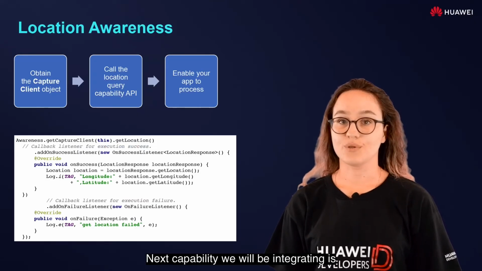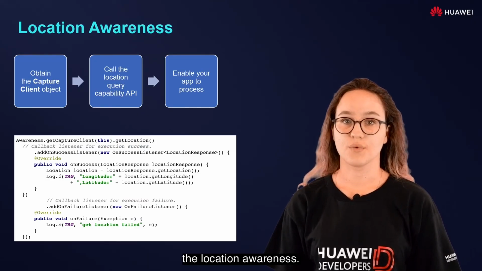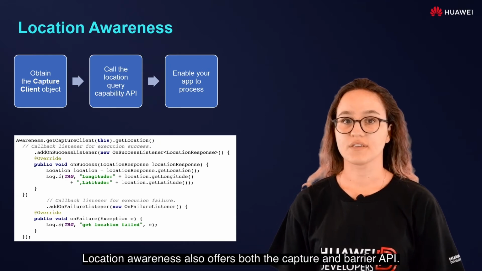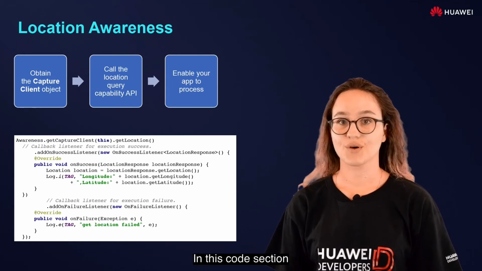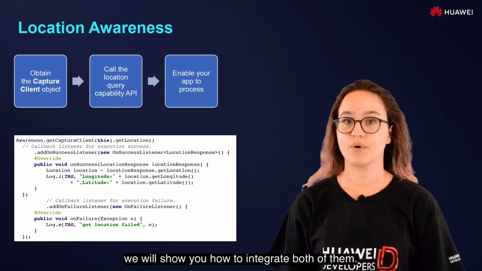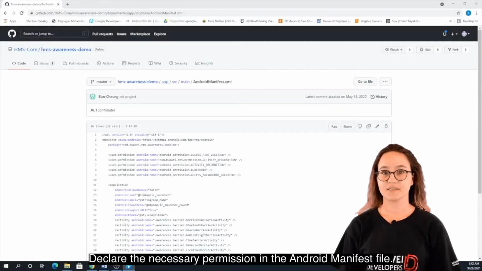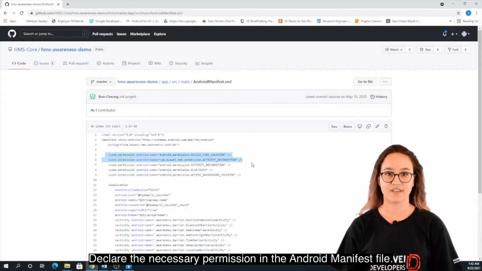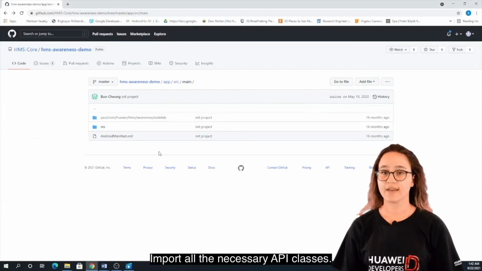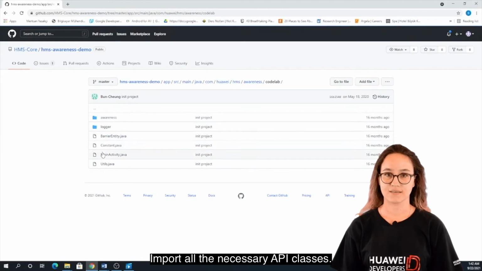Next capability will be integrating the location awareness. Location awareness also offers both the capture and barrier API. In this code section, we will show you how to integrate both of them. Declare the necessary permissions in the Android manifest file. Import all the necessary API classes.